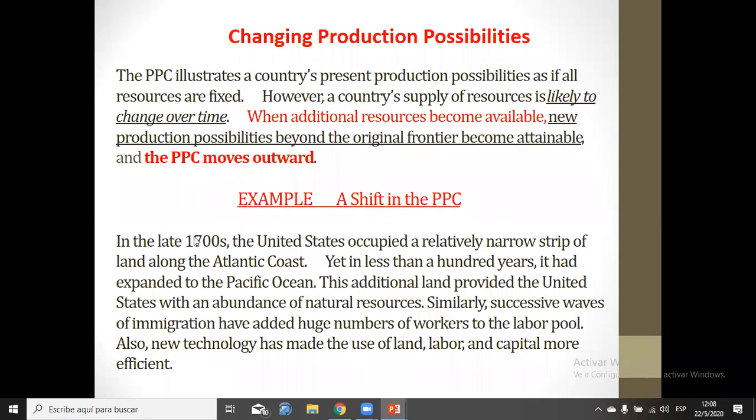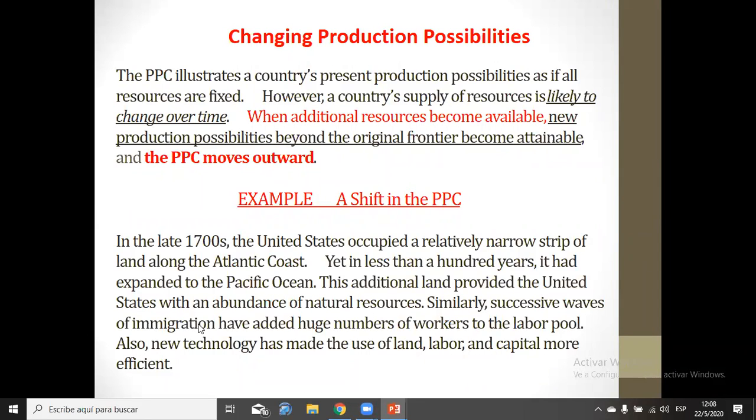No, aquí hay un ejemplo en los Estados Unidos en 1700, cuando comenzó Estados Unidos. Ellos comenzaron en this area, in the Atlantic coast. And they eventually moved to the Pacific coast. And because of that, they got new natural resources. So that means that they can produce more. And also back in those days, there was the immigration.